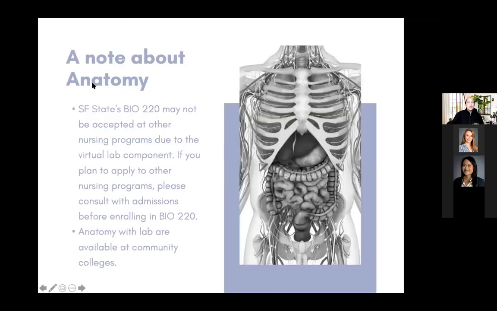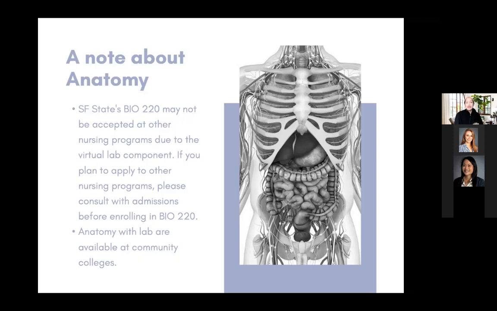I do want to note that SF State's anatomy class, which is biology 220, may not be accepted at other nursing programs because our anatomy class has a virtual lab component. So if you are planning on applying to other nursing programs, which is something that we also suggest you look into, you want to consult with their admissions department before you enroll into our anatomy class. And that's because their nursing program may not accept our virtual lab component.